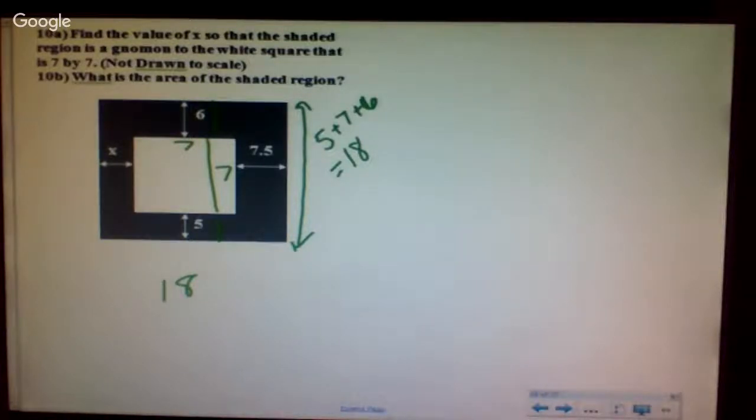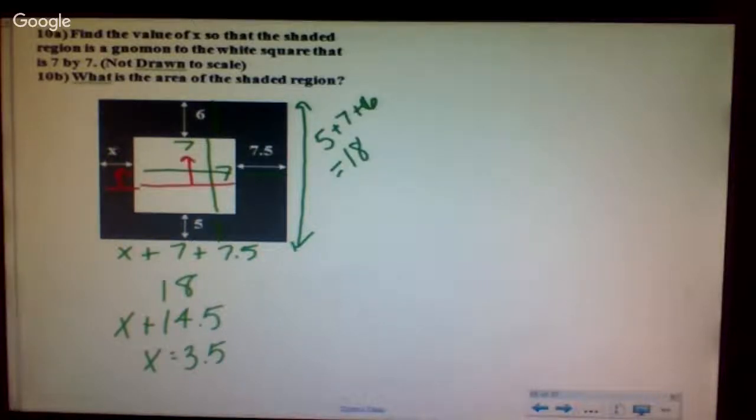So this side is actually x plus 7 plus 7.5. So this is x plus 14.5, which means x is 3.5. Just take your pencil and literally, as I cross and I get to this spot, this value is x. As I cross and get to this spot, this value is 7. As I cross and get to this spot, this value is 7.5.